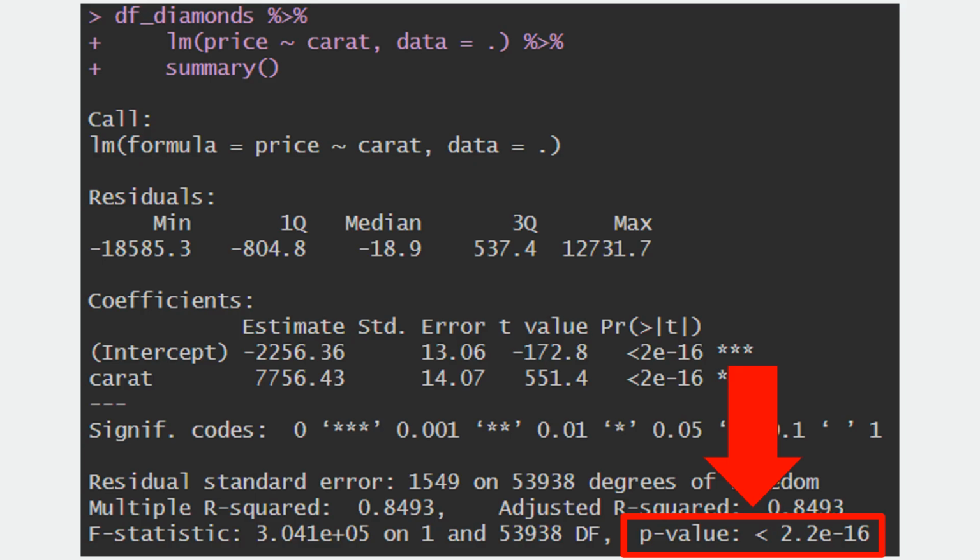2.2 e to the negative 16 is an extremely small number, so we are very certain that a relationship between the two does exist. The second thing is our multiple R squared. This number will be between 0 and 1 and shows how strongly the explanatory value, in this case carat, affects our price. Our value here is 0.8493, or just about 85%. So in very simple terms, when I'm looking at a diamond and wondering how valuable it is, the carat is going to be a huge factor in that decision. All right, let's take the same methodology and apply it to another pair of variables.